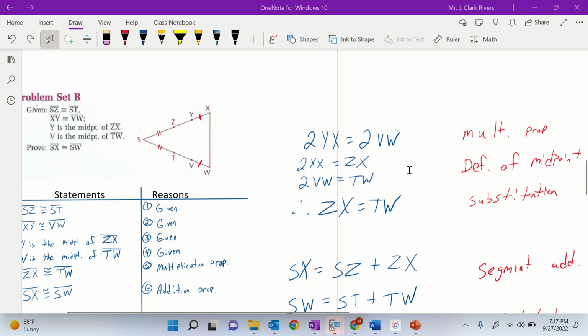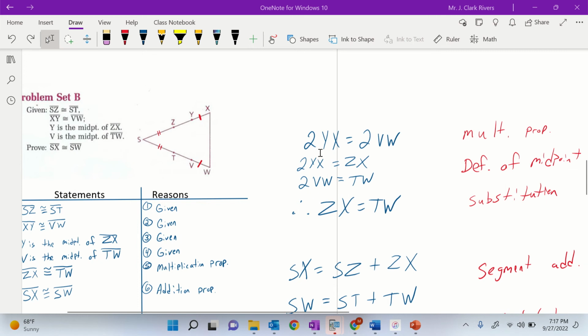And so these multiples are congruent to each other. Well, what is 2 times YX? 2 times YX is ZX. You see that right there. That's the definition of midpoint. And also 2 times VW, 2 times this smaller segment, is equal to TW. And so by substitution, ZX is equal to TW.